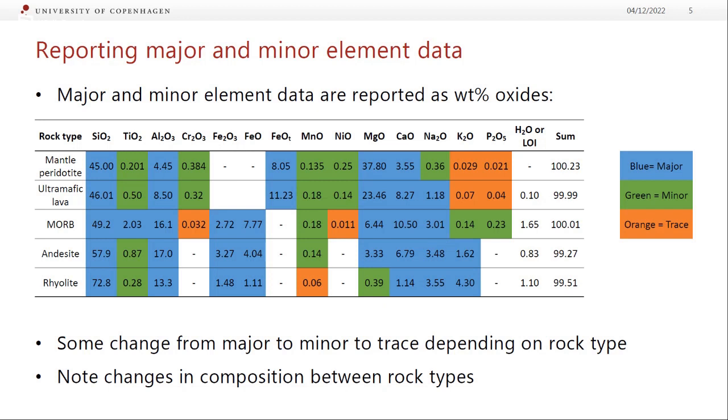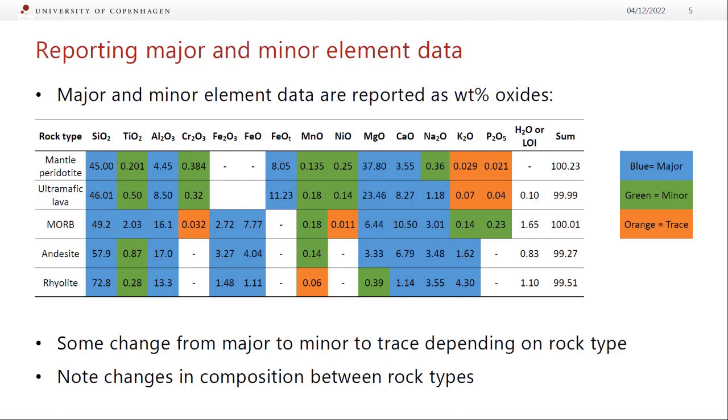Things that are a major element in one rock type might not necessarily be a major element in other rock types. So here I've given a few major and minor element analyses for some different rocks: mantle peridotite, an ultramafic lava, a typical mid-ocean ridge basalt, MORB, an andesite, and rhyolite. So here we're getting generally more evolved from mantle down towards rhyolitic lavas. You can see that silica is a major element in every single one. But something like titanium is actually a minor element in mantle peridotites or ultramafic lavas, but it's a major element in mid-ocean ridge basalt.